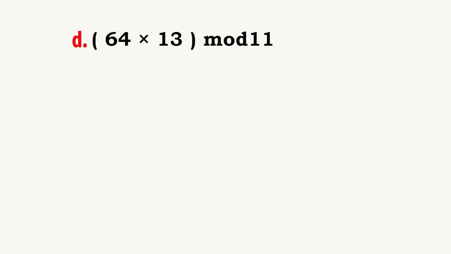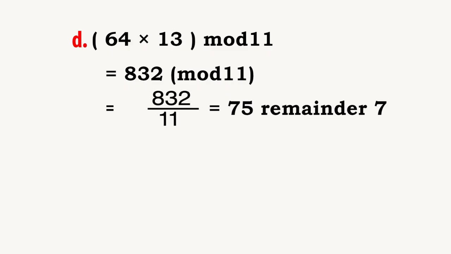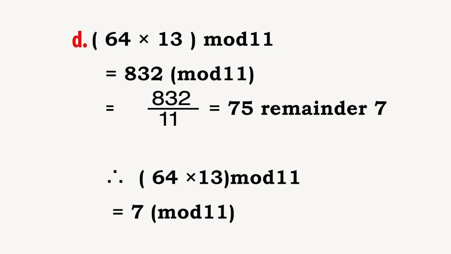D. We have 64 times 13 in mod 11. So again, we will multiply the two numbers, and that gives us 832 mod 11. We have to change the 832 to a smaller number, mod 11. So again, we divide. Dividing, we get 75, remainder 7. And so 64 times 13 in mod 11 is equal to 7 mod 11.